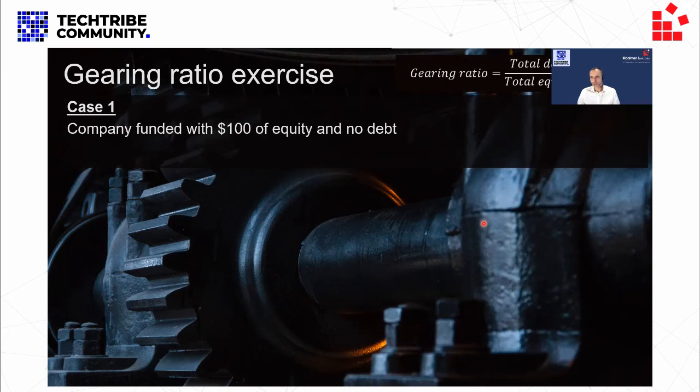Exactly, Jones is first there. Jones, it's 0. The gearing ratio for this company is 0. I see 2 other people got it right. Well done to everyone who got it right. The gearing ratio here is 0.